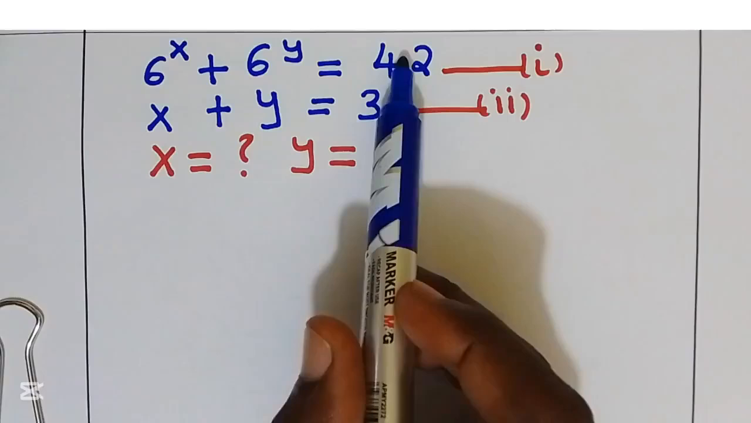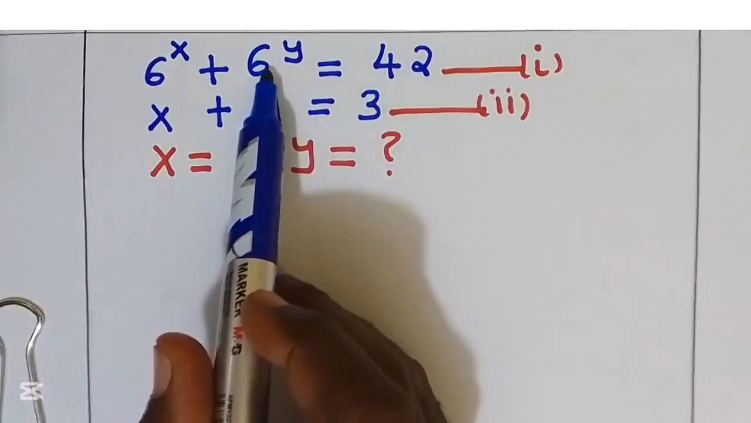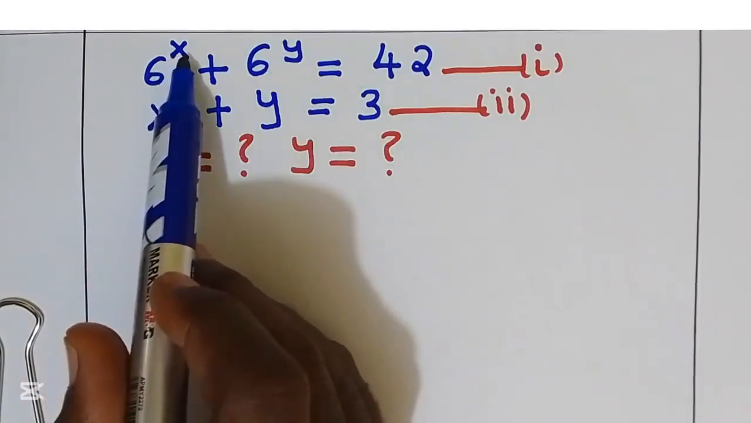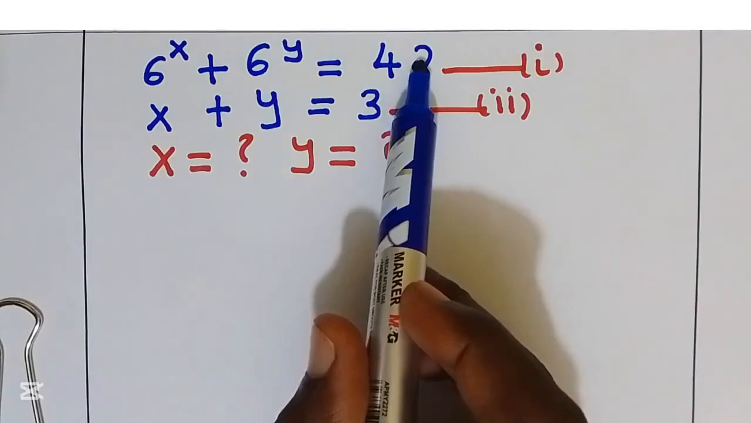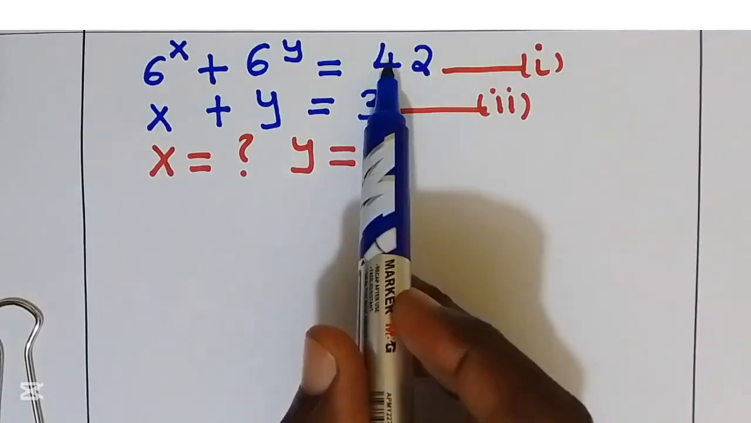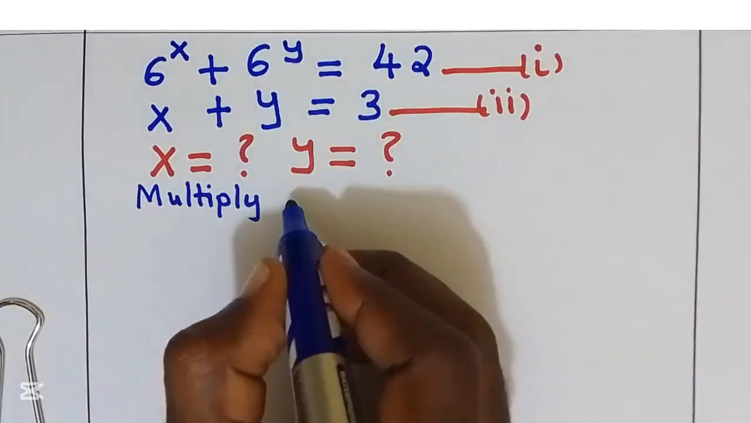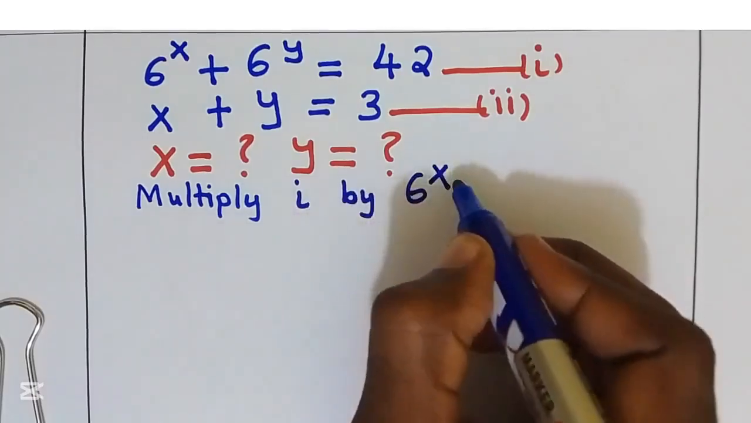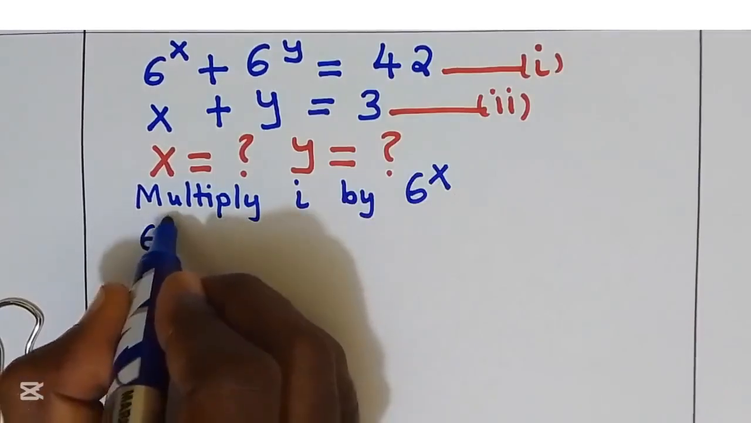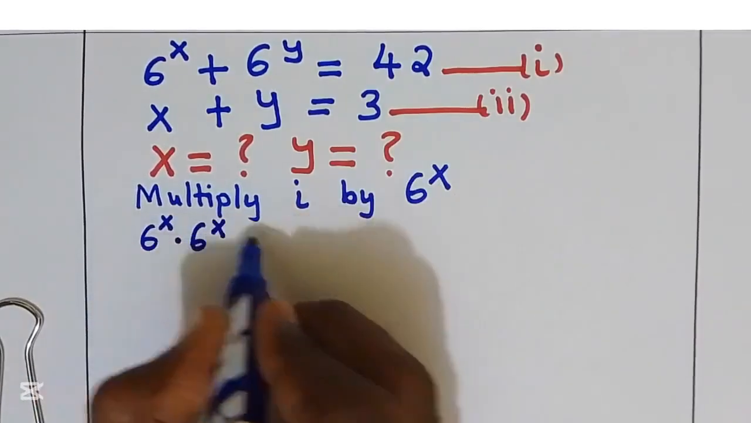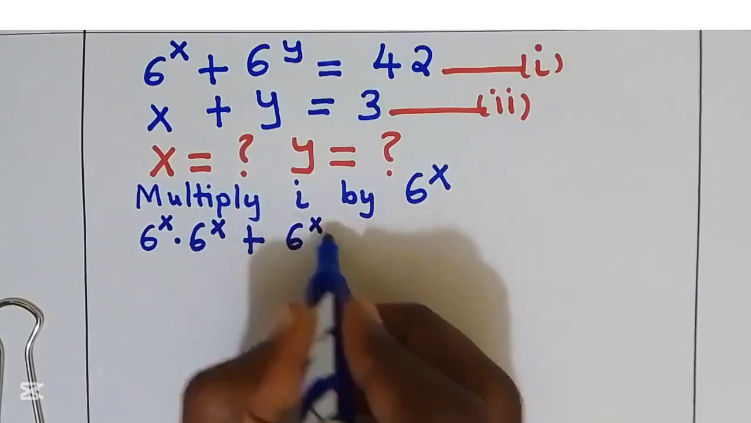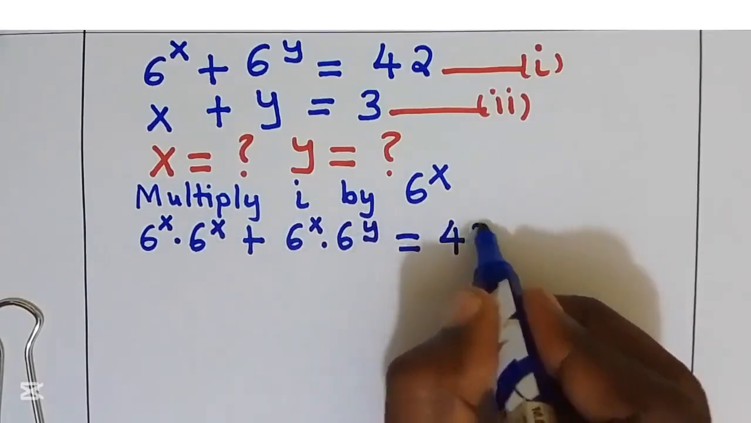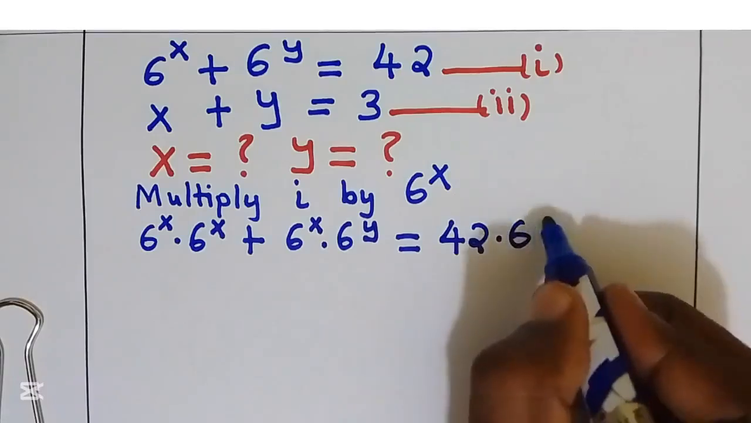In this question, I'm going to use elimination method. I'm going to eliminate y and solve for x by multiplying by 6 power x throughout in equation number 1, and then I'll substitute equation number 2 to eliminate y. Multiply equation 1 by 6 power x. That is going to be 6 power x multiplied by 6 power x plus 6 power x multiplied by 6 power y, this is equal to 42 multiplied by 6 power x.